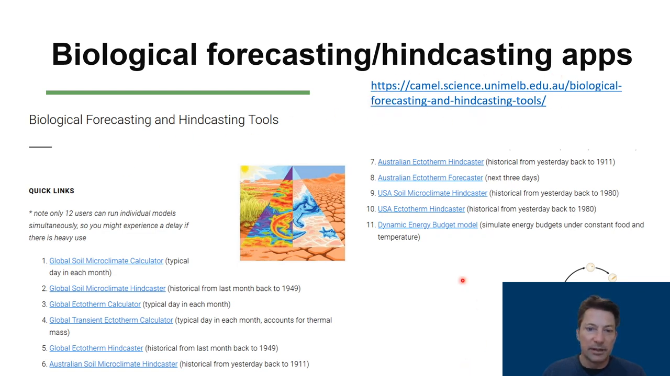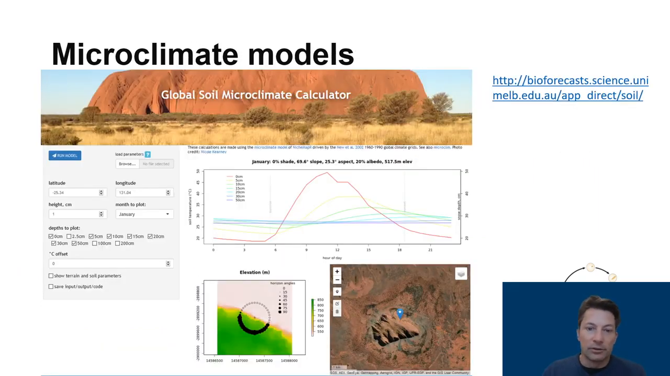So this web page here links to the page you can see on the screen, which is where I've put all of the different apps that are running NicheMapR things that you can choose from. And there's currently 11 of them, and there's a few more that I have planned. But yeah, the first one is a microclimate, runs the microclimate model. This is what it looks like if you go to that website.